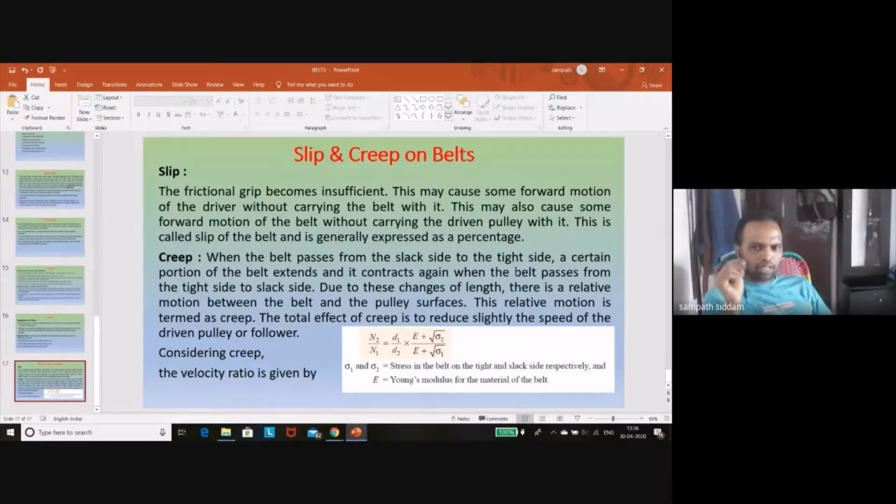where sigma 1 and sigma 2 are the stresses in the belt on the tight side and slack side, and E is the Young's modulus of the material of the belt, which will be directly given in a problem. Sometimes they ask you to calculate the slip, or the velocity ratio if there is this much slip. I will solve those problems in a separate numerical video session. Okay, so this is about creep.